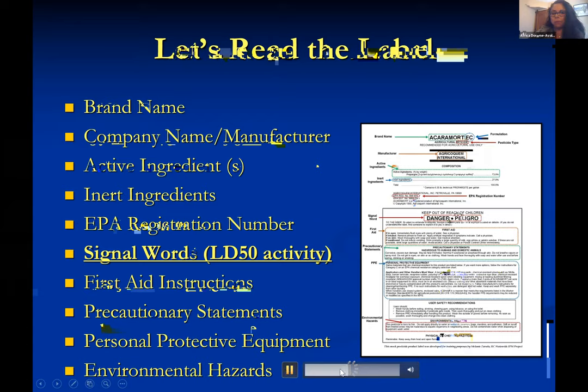Of severe eye damage or skin irritation. So let's read a pesticide label. If you happen to have a pesticide label near you, or perhaps you can download one, the following information must appear on the front of the label.